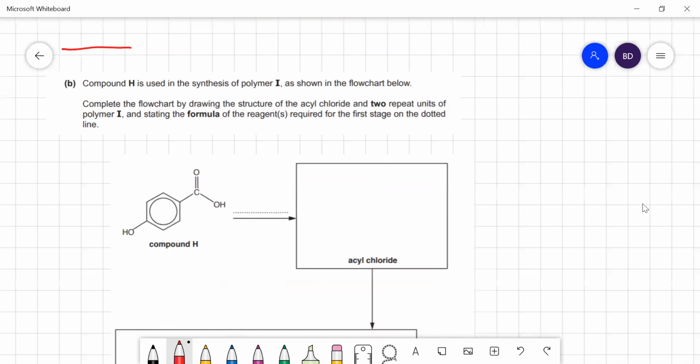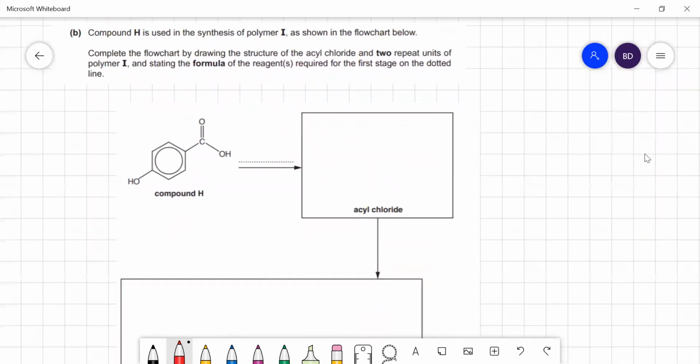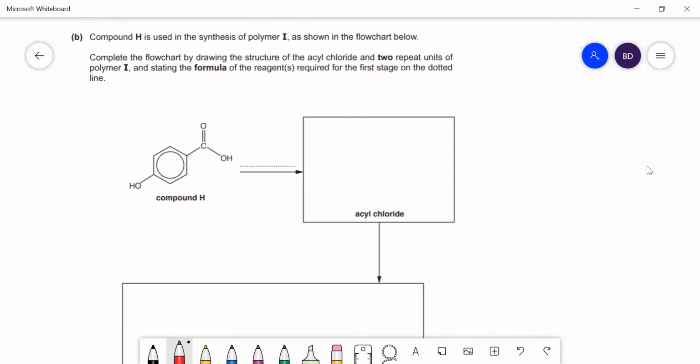Okay, compound H is used in the synthesis of polymer I, as shown in the flowchart below. All right, complete the flowchart by drawing the structure of the acyl chloride and the 2 repeat units of polymer I. Okay, so we've got to convert this compound H into an acyl chloride. How do we turn a carboxylic acid into an acyl chloride? Well, the reagent you probably remember is SOCl2, and you're going to create that acyl chloride.